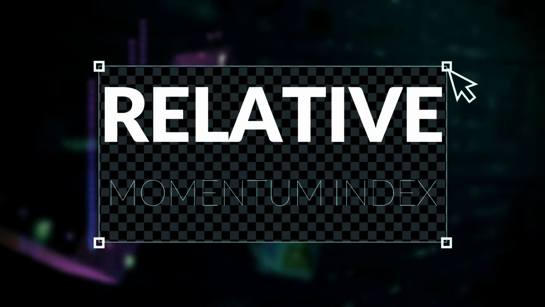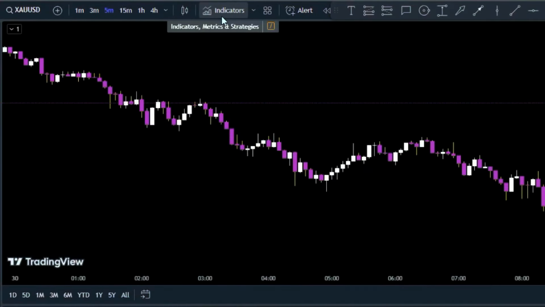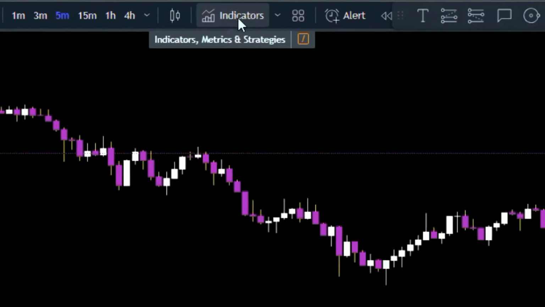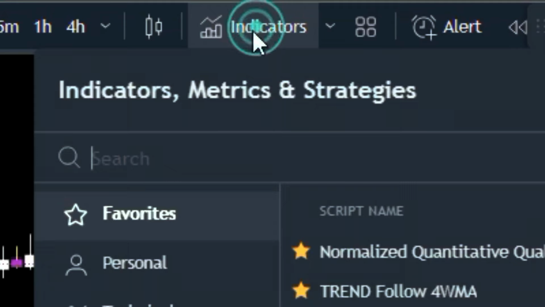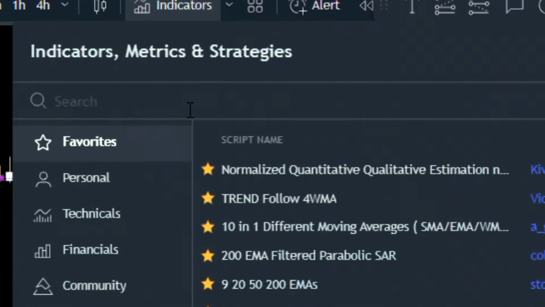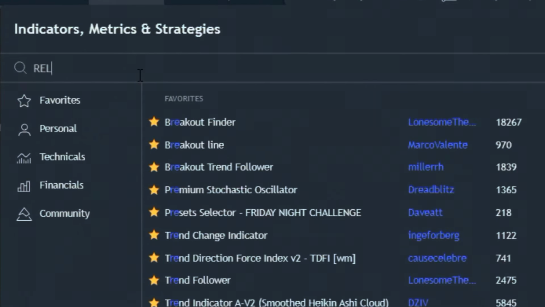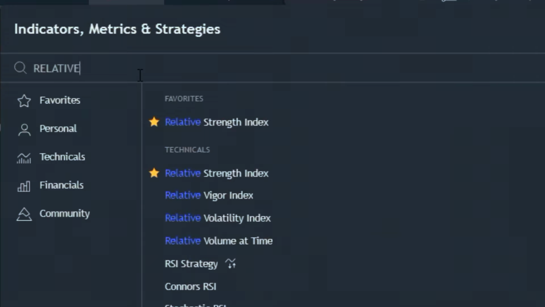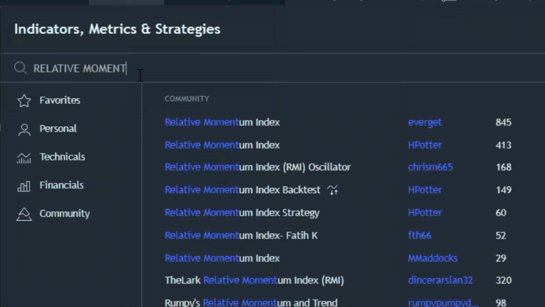To add the RMI indicator to your TradingView chart, follow these steps. First, find the indicators button on the platform's toolbar, just like we did with the ideal BB with MA indicator. Once you located it, click on it and a menu will appear. Now search for the Relative Momentum Index in the search bar and click on the indicator once it shows up in the results. After that, the RMI indicator will be added to your chart.